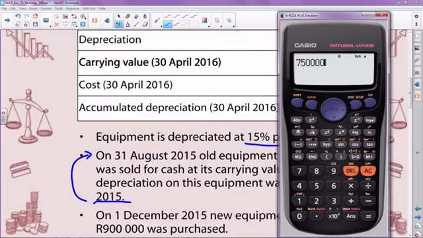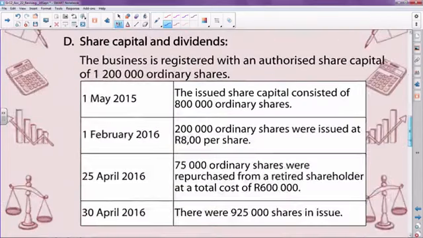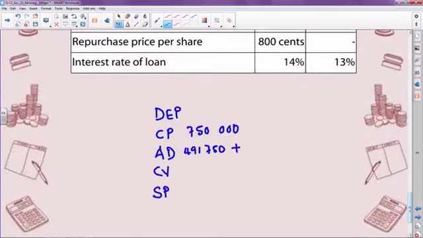750,000, right? Times 15% because that's my rate of depreciation. And that will give my depreciation for the year, right? Divided by 12 times that by the 4 months that I need to work out for, which is 37,500. Okay, if it's 37,500, that becomes my current depreciation of 37,500.